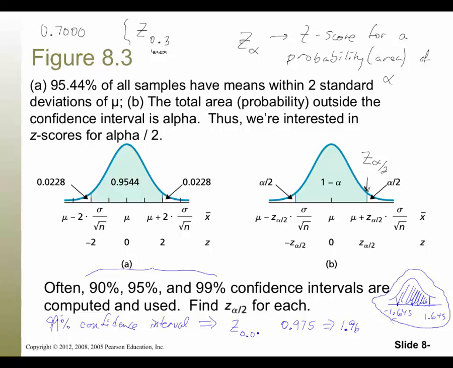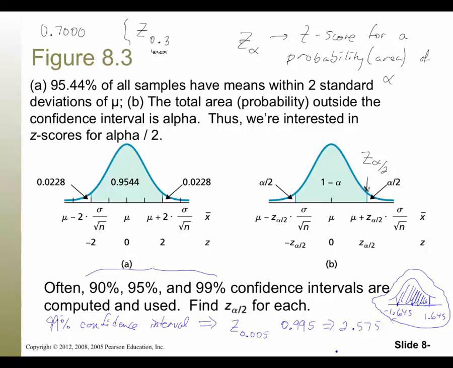So 0.005 means to the left is what? 0.995. Agree? And that gives us a z-score of, is it right in between? 2.575. So it's exactly halfway between 2.57 and 2.58. Okay. Any questions on that?